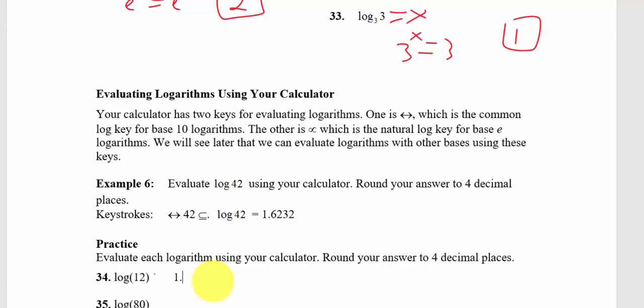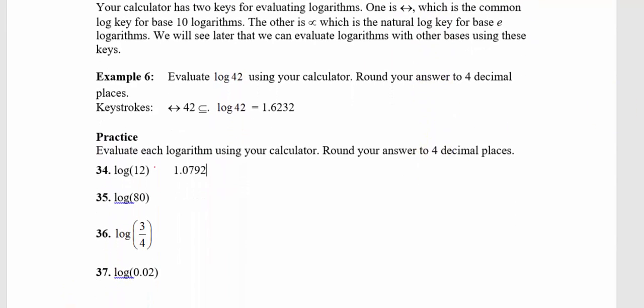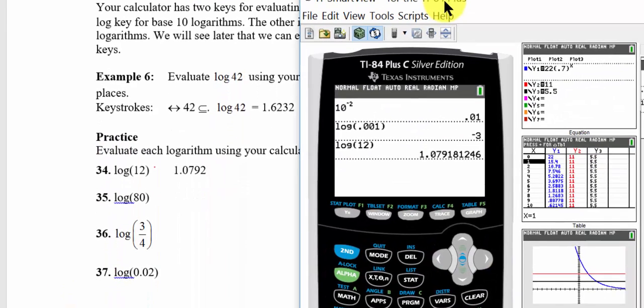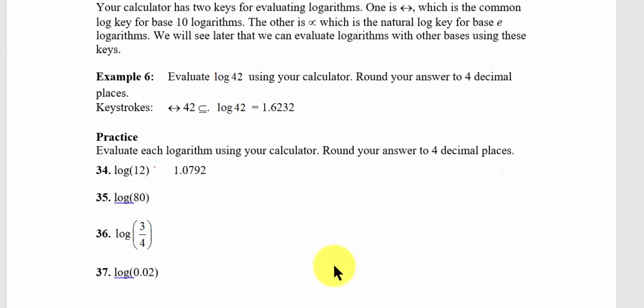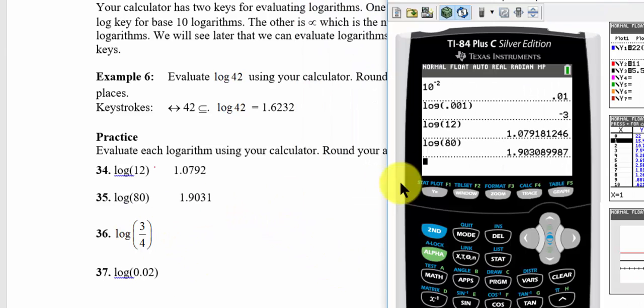That's 4 decimal places, and that matches what I had on my calculator. And number 35, again, there's not really much to do here. You're just going to type it exactly as you see it. So number 35 would be 1.9031, and so on.